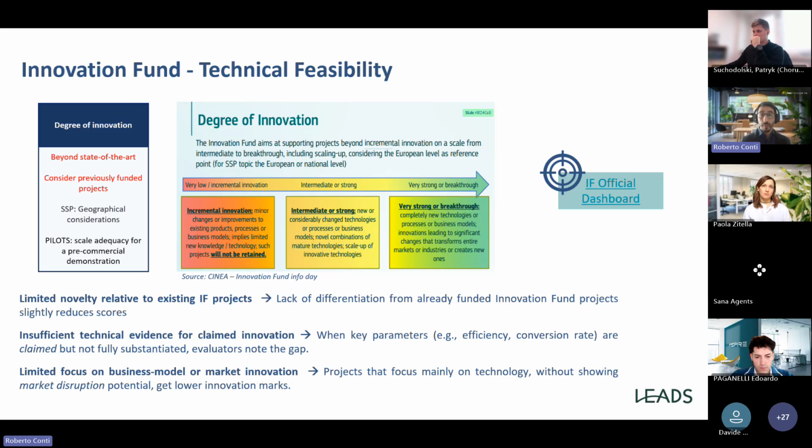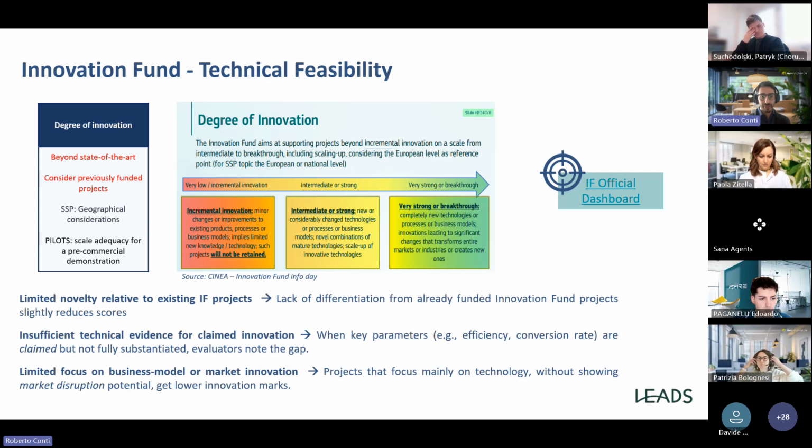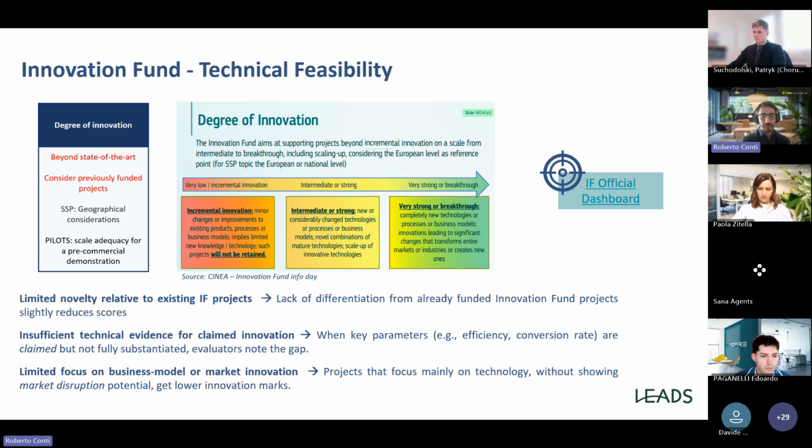Common mistakes and pitfalls on this point include limited novelty compared to existing commercial solutions, and weak or poorly substantiated innovation claims. That means your innovation is not so strong, or maybe it is strong, but the applicants substantiated your idea with weak or poor claims. So you should also demonstrate and explain why your innovation, your technology, is really innovative.